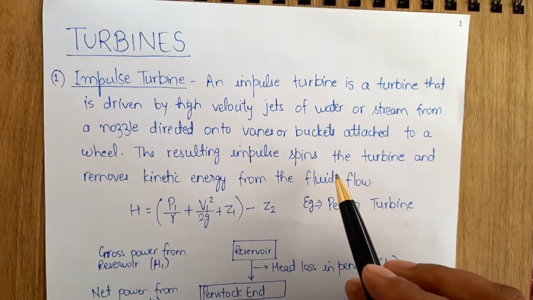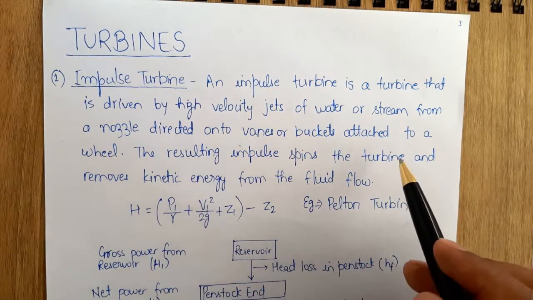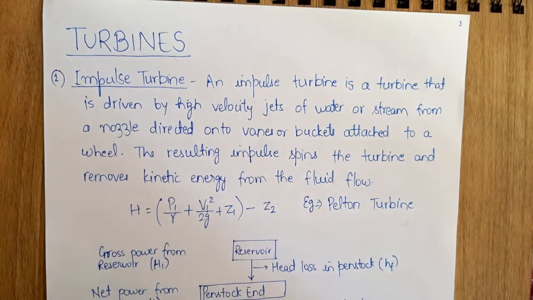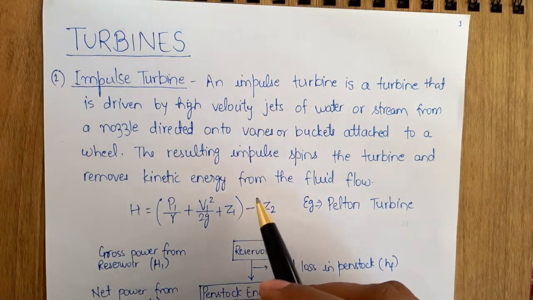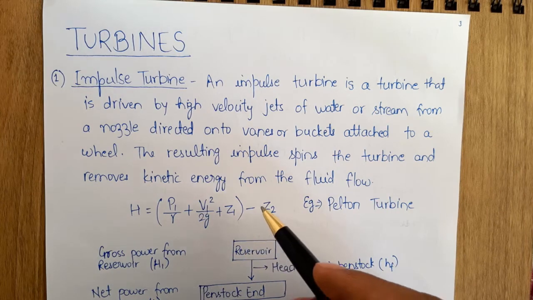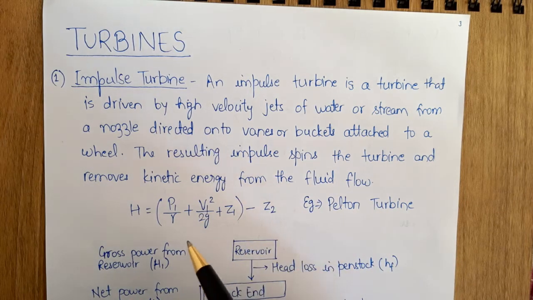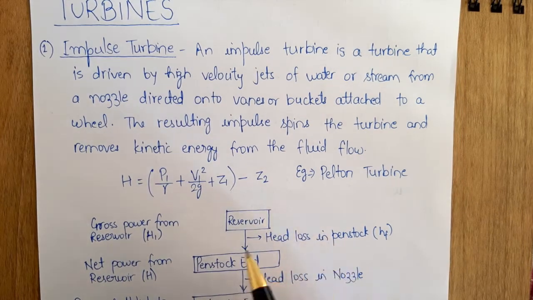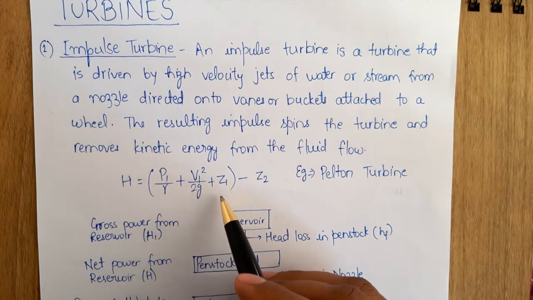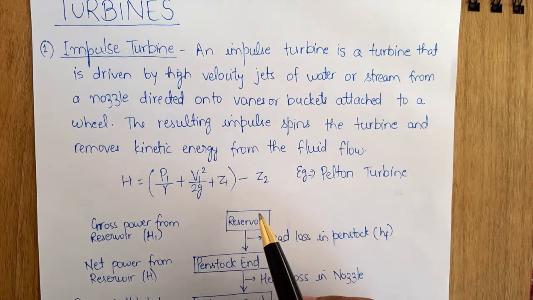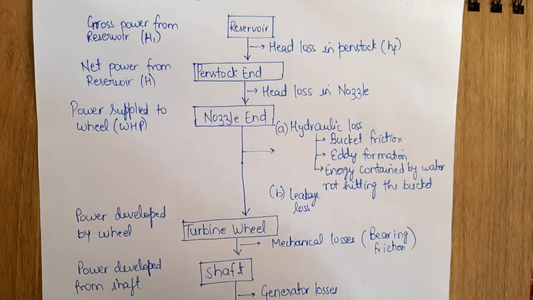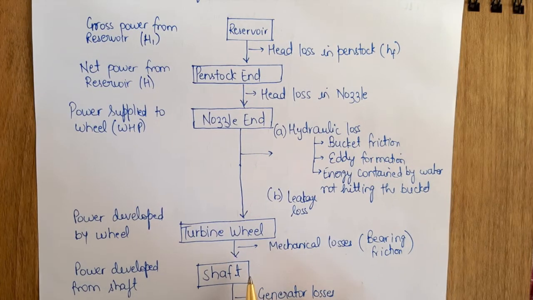Now the resulting impulse spins the turbine. The turbine will spin because of this, and the kinetic energy of the fluid is converted into mechanical energy. Now H, that is the head obtained, will be P1 upon gamma plus V1 square upon 2G plus Z1 minus Z2 in case of the Pelton turbine.